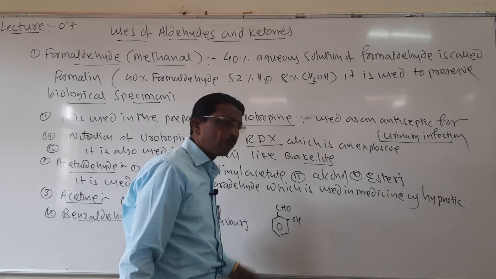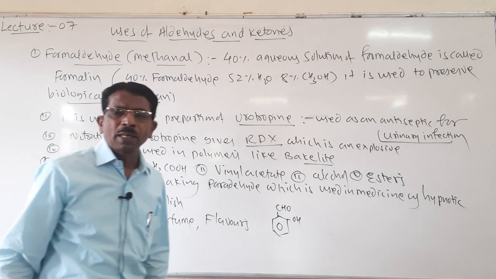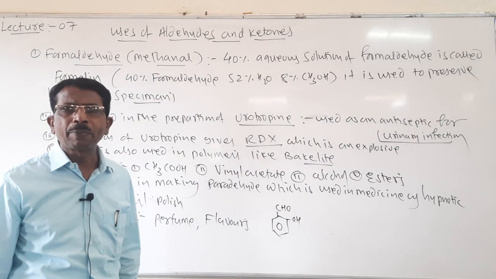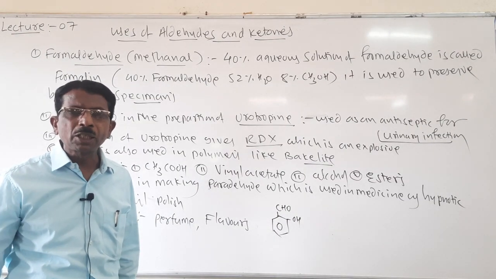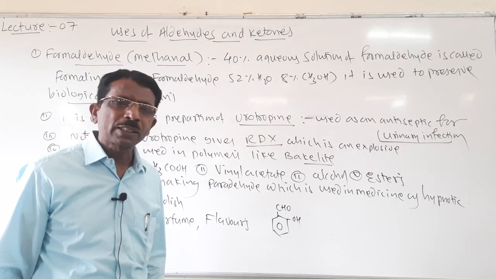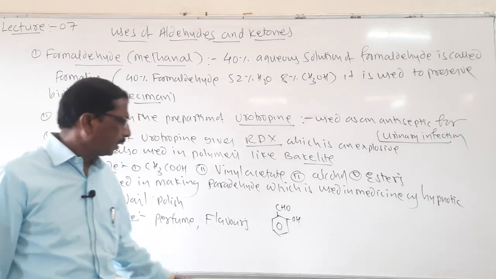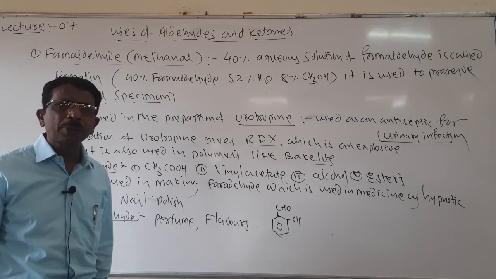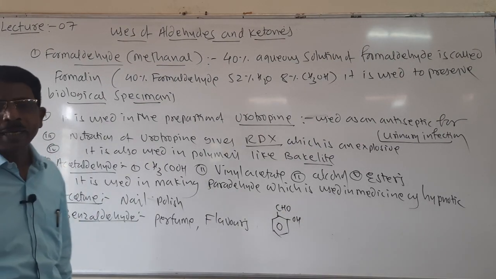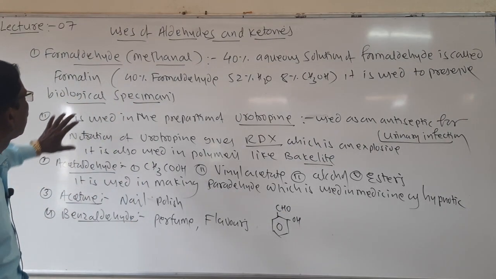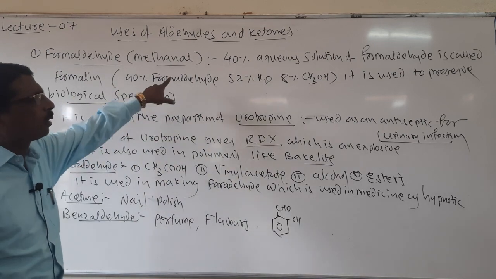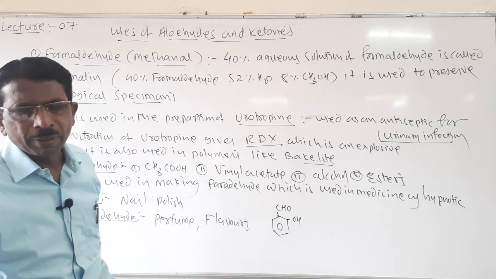And similarly we know that vanillin. At the beginning I told that vanillin has a very good flavor or a pleasant smell. It is used in making chocolates, ice creams, soft drinks, etc. And then sodium benzoate is used as a food preservative. So students, these are the uses of aldehydes and ketones. Among these, the first one is very important, and the second one is urotropin and formalin. So these two are very important ones.